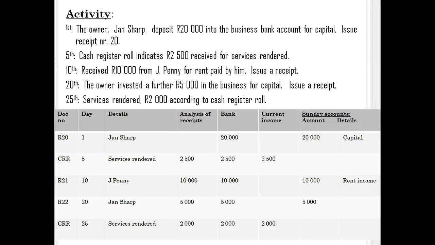So again, let's look at the information. We've got the date, the 1st. We've got the name, Jan Sharp. We've got the amount, 20,000. We know it is for capital, and it's receipt number 20.